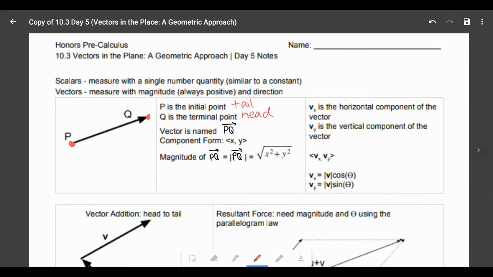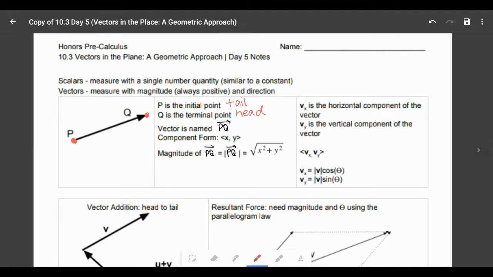Component form we have here, it looks like an ordered pair, except for parentheses, we do have these arrow brackets. When we talk about the magnitude of a vector, notice how the notation looks to be like taking the absolute value of the vector. Please make sure that you do not confuse magnitude with the absolute value.